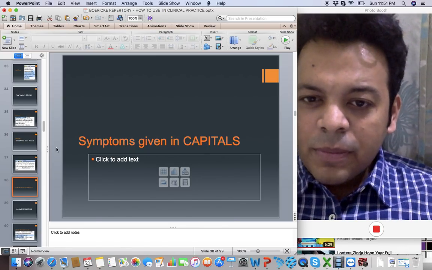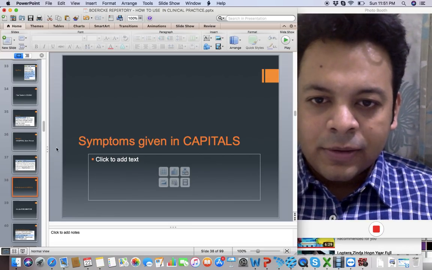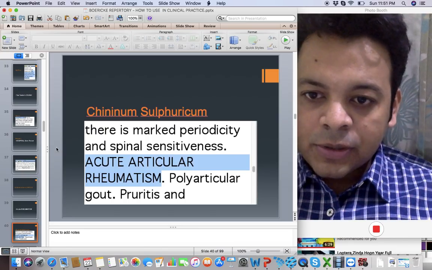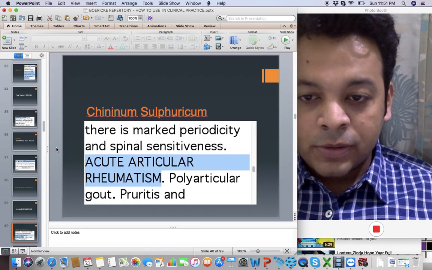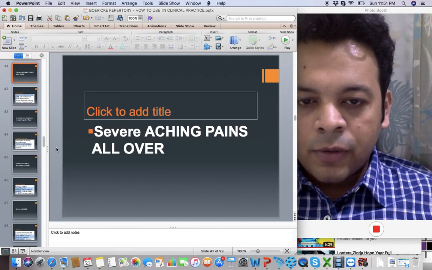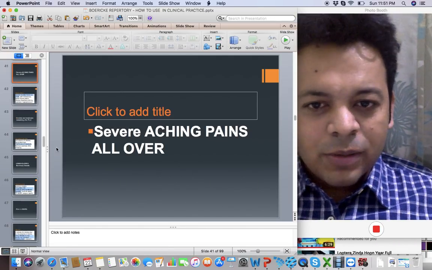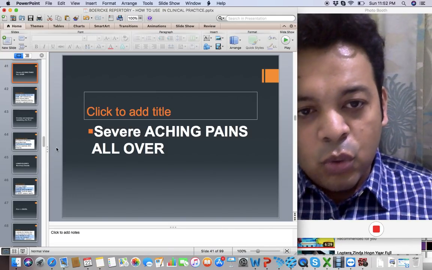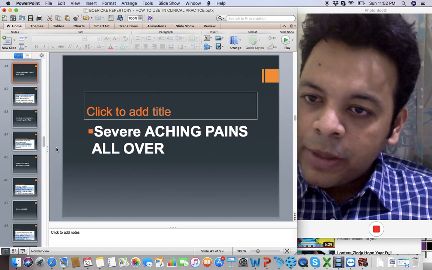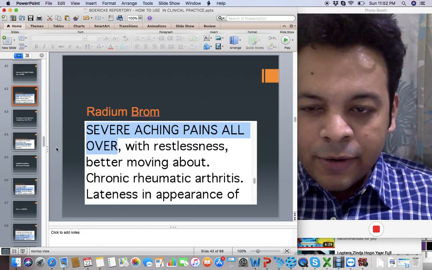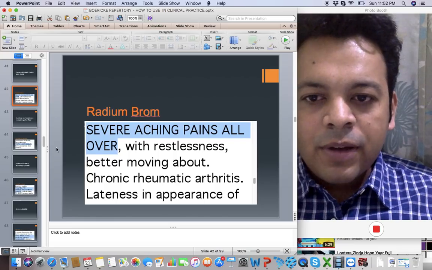Also, many, many remedies are given in capitals. For example, you can see Chininum sulph, acute articular rheumatism. This is given in capital. That means it's a clinical specific for it. One patient had come with no symptom. Just, you say, all over body there is an aching pain. No other symptom. Vitamin D normal, B12 normal. Just I went over Boericke and I found Radium bromide. Severe aching pain all over.